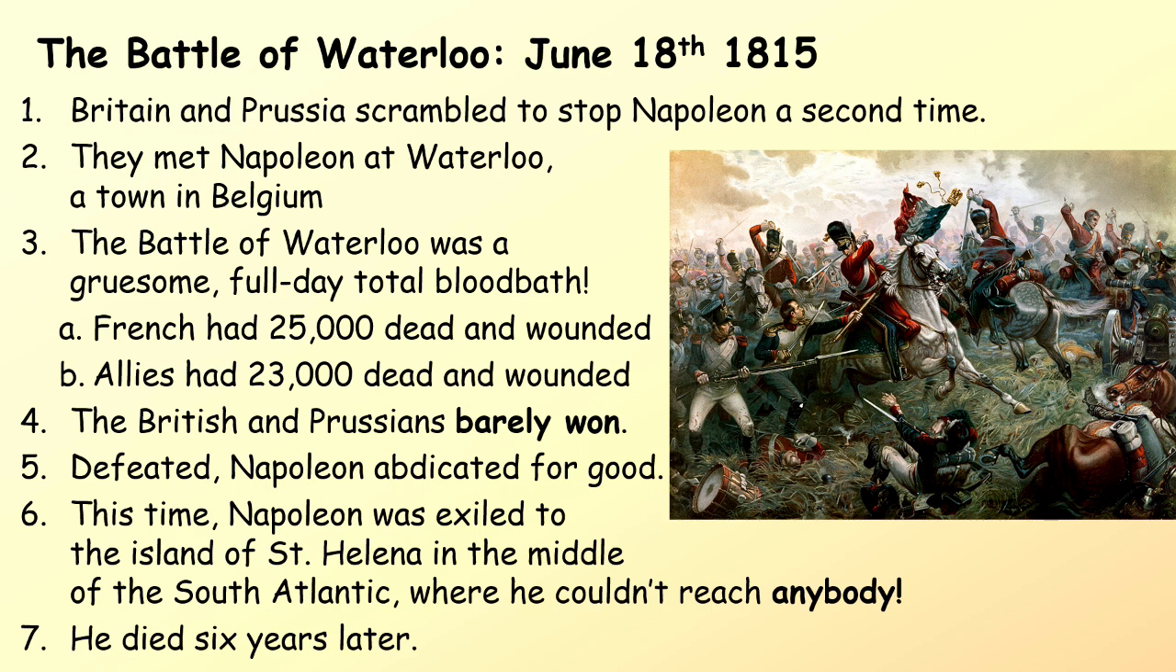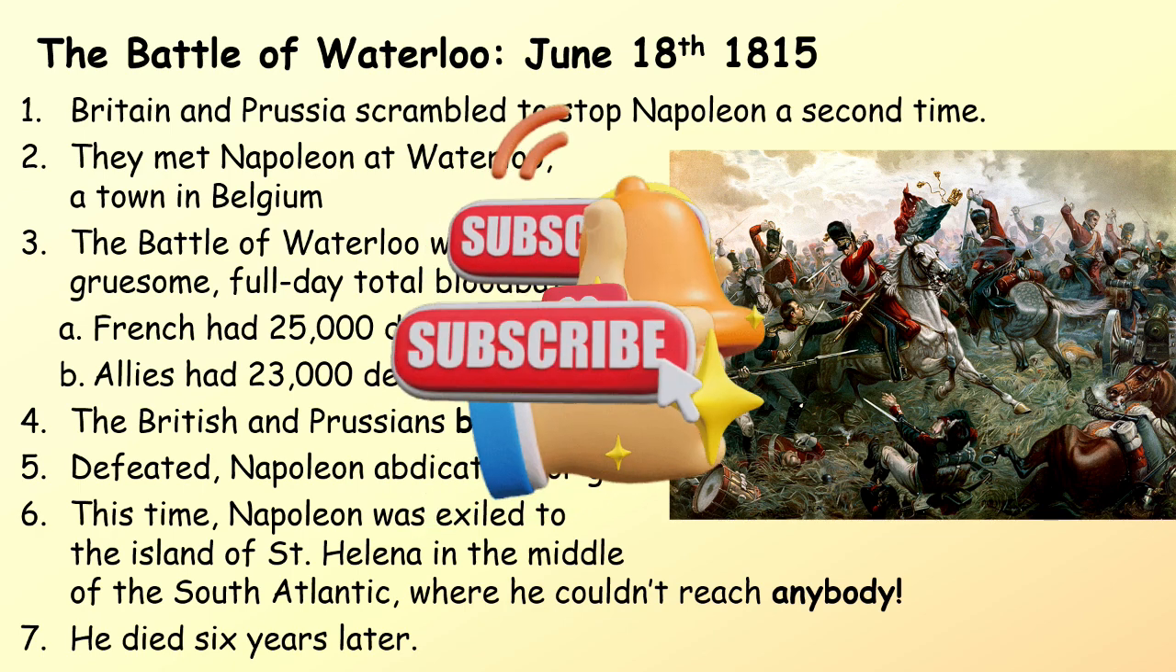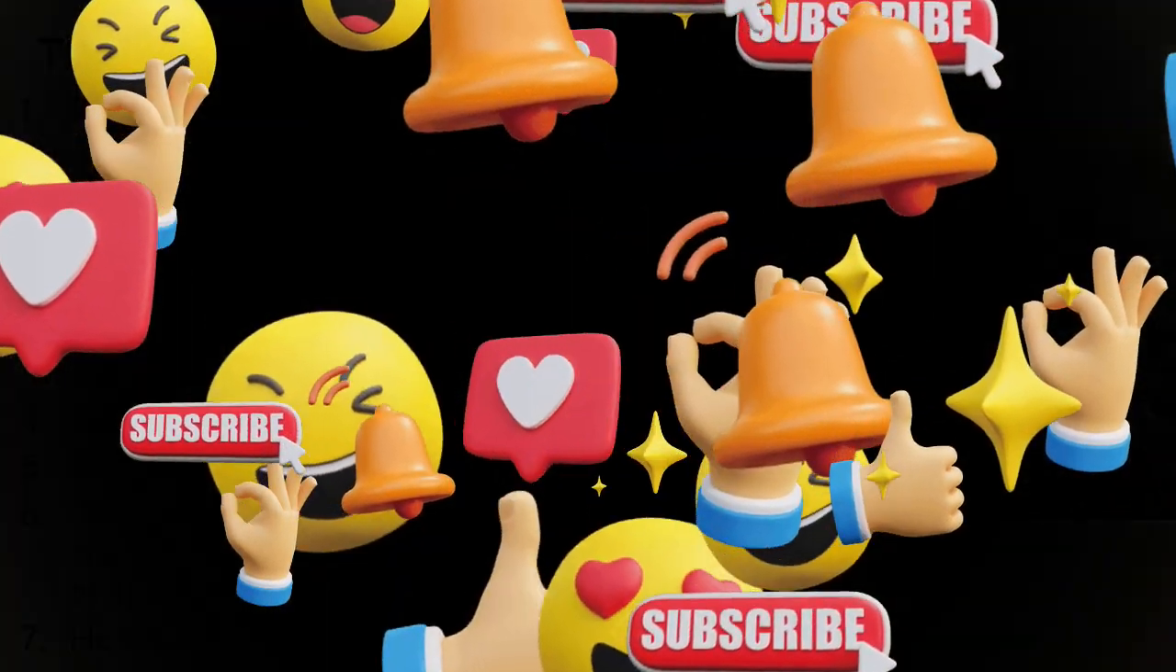Defeated, Napoleon abdicated, this time for good. This time, Napoleon was exiled to the island of St. Helena in the middle of the South Atlantic, where he couldn't reach anybody. He died 6 years later.